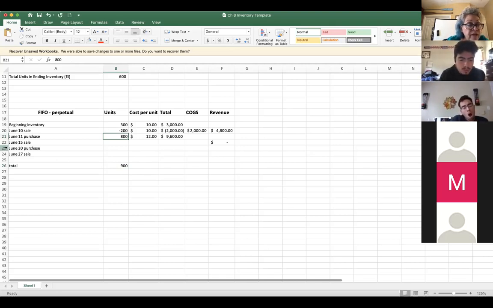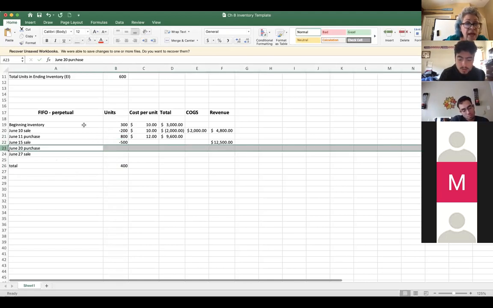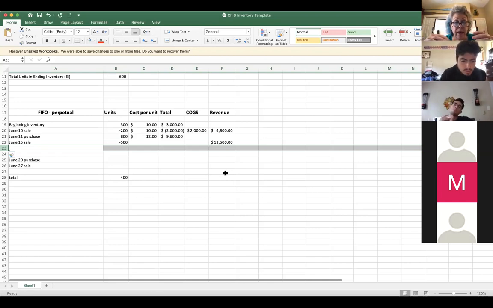So my June 15th sale of 500 units, I'm going to have to insert a couple of rows here because it's coming from two different purchases. Now, one of the terms that I want you to get used to is that every time a company purchases, we call that a layer. As you read in chapter 8, we referred to layers quite a bit. A layer is a purchase.